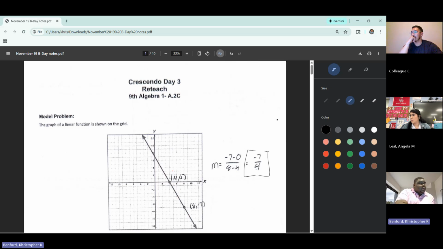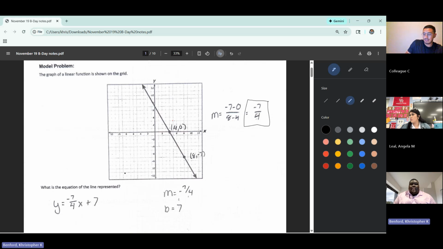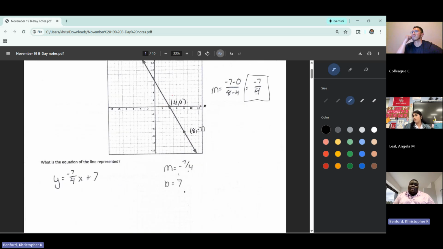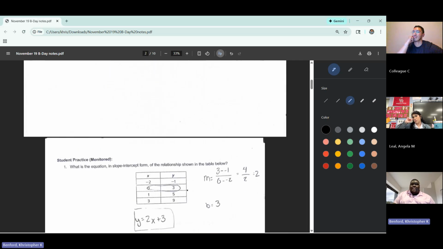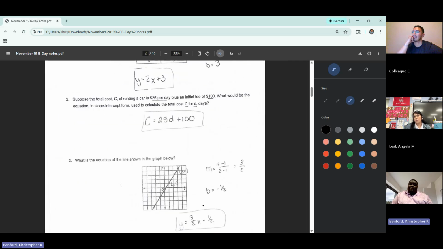Wow. So for 8.2C, for Crescendo, it is write linear equations in two variables, given a table of values, a graph, and a verbal description. So in this model problem, we don't have that table of values, but we do have a graph, and they want us to come up with a sort of verbal description. But once we get into the practice of this lesson, they'll have the table, then they'll have a verbal description, and they'll have a graph.